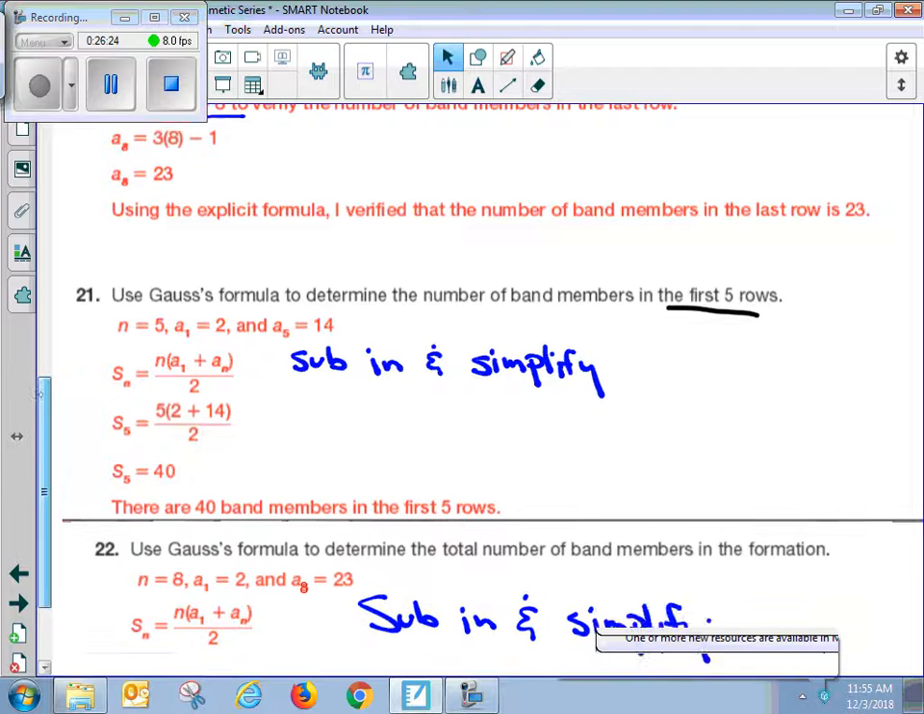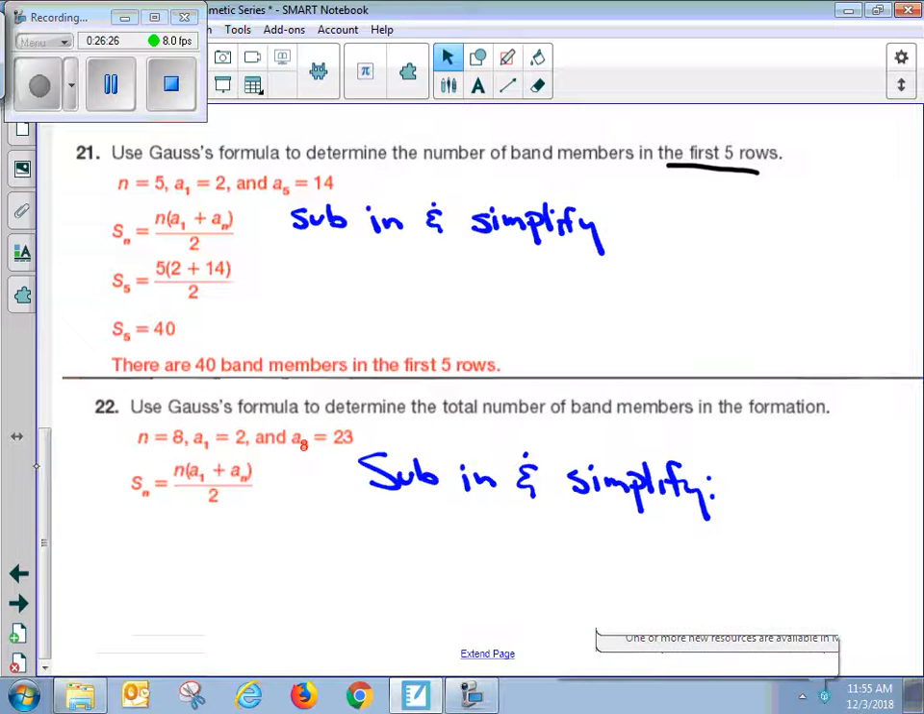Okay. Next one, 22. Use Gauss's formula to determine the total number of band members in the formation. Total number of band members in the formation. So that's back up to the original story. So n was 8. You know the first row had 2. You knew the last row, the 8th row, had 23.